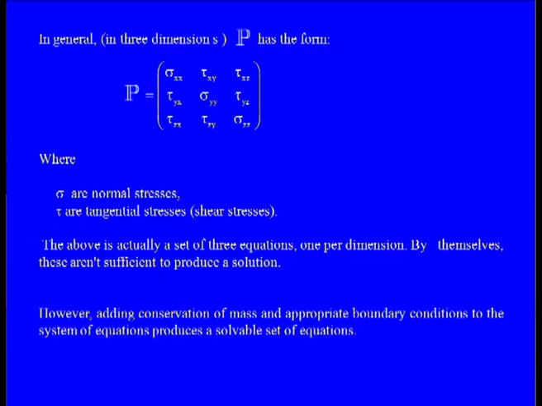By themselves, they are not sufficient to produce a solution. However, adding conservation of mass and appropriate boundary conditions to the system of equations produces a solvable set of equations. So, the Navier-Stokes equation itself is not solvable alone; with the help of other conservation equations, conservation of mass and appropriate boundary conditions, it leads to a solvable set of equations. However, we are not going to discuss it now.